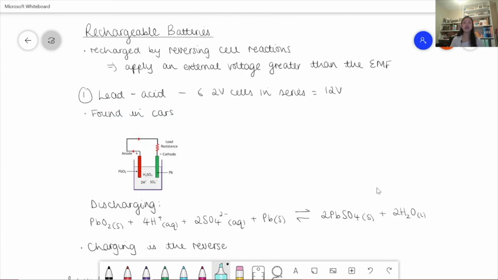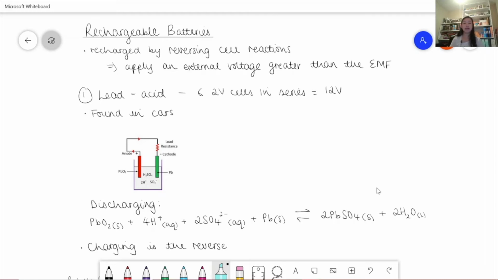Now we're going to look at rechargeable batteries. So they are recharged by reversing the cell reactions. So the way we do this is we apply an external voltage which is greater than the EMF of the cell. So this forces the electrons to go the opposite way, basically.